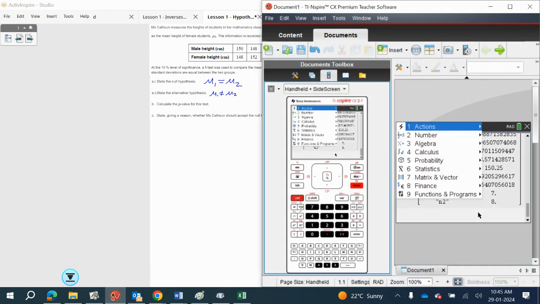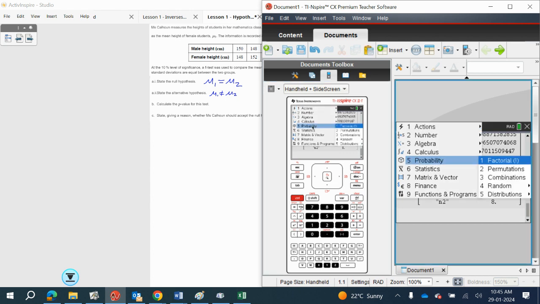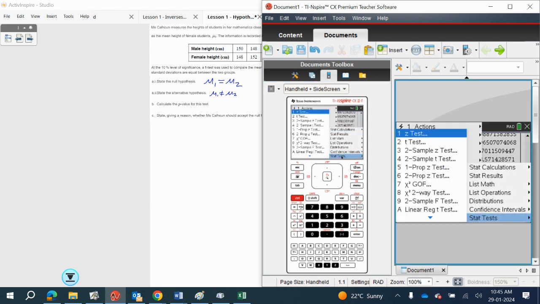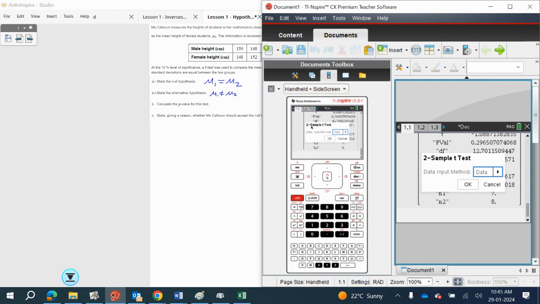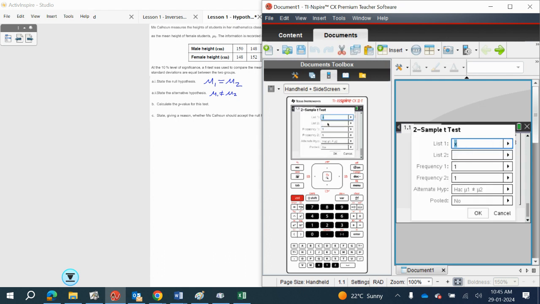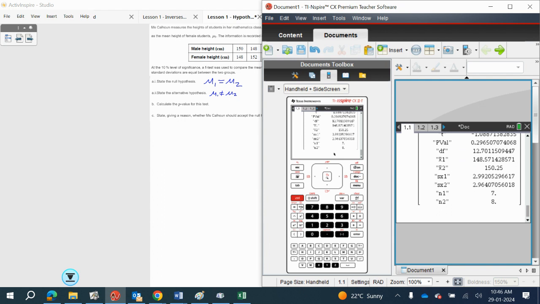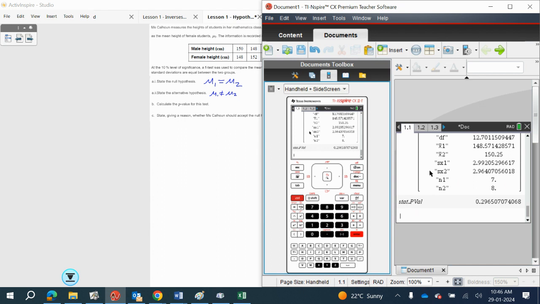So menu. Let's do this test. Stats, tests, 2-sample t-test. We want X and Y. We want pooled no. And then we can click here and get the p-value. 0.26.